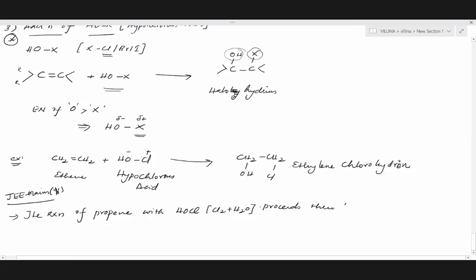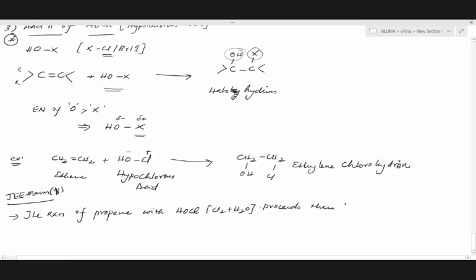Halohydrins. What is the name of the product formed? Halohydrins. Let's say if we take ethene, you will have ethylene chlorohydrin. I'll give you the example also. So in this the polarization will happen in this way. The halogen part will end up with positive charge and the OH part, or specifically oxygen, will end up with the negative charge.